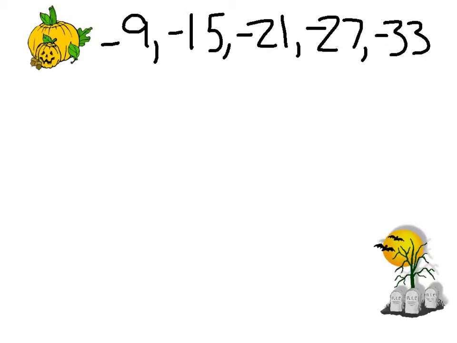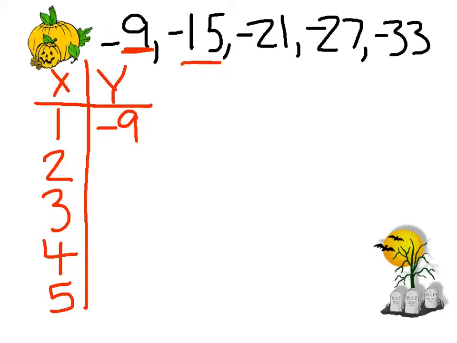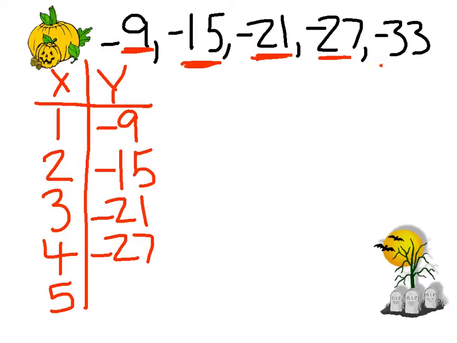Alright, let's try. Okay, these are our y values, so we're just going to plug in x and y to our table. So we have 5 values, so 1, 2, 3, 4, and 5. Remember, 1 is going to be the x for this, so that's our y. When x equals 2, y is going to be negative 15. When x equals 3, it's going to be negative 21. And so on. We just keep filling this in.